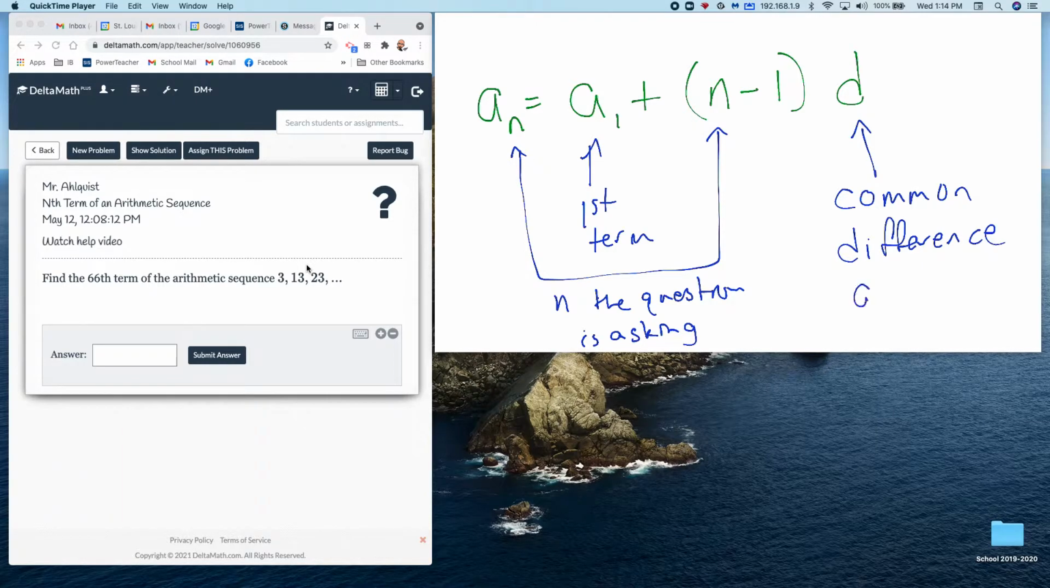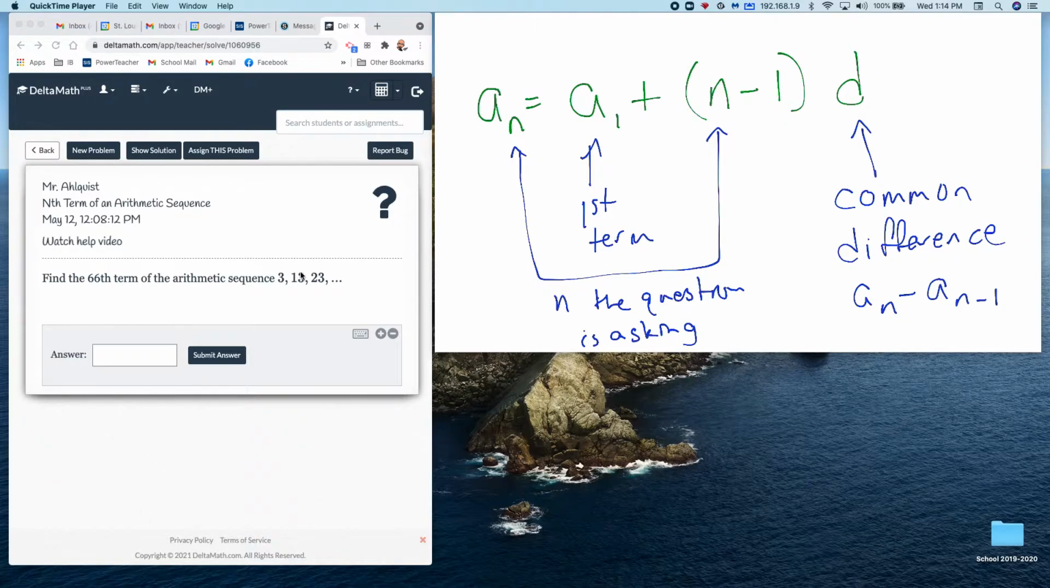And it's really a sub n minus a sub n minus 1. So it's just the difference between two continuous terms. Like in this case, 13 minus 3 is 10. 23 minus 13 is still 10.